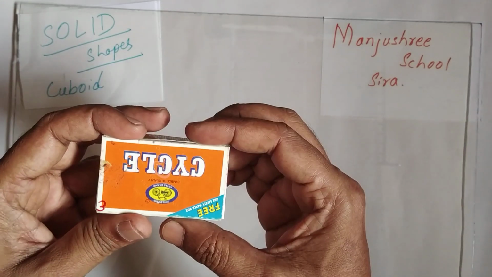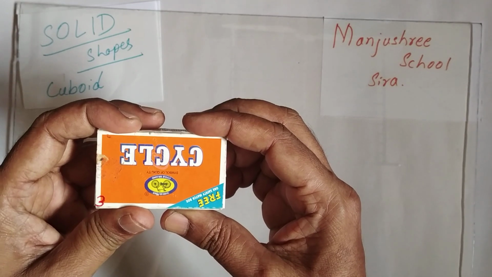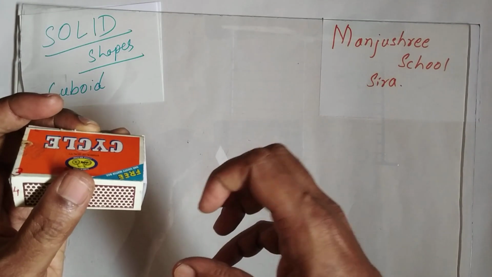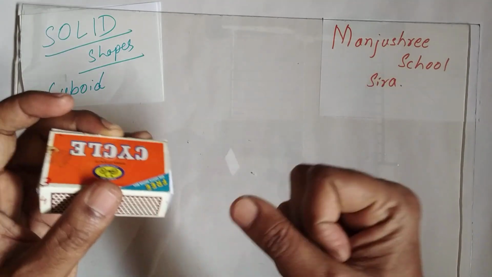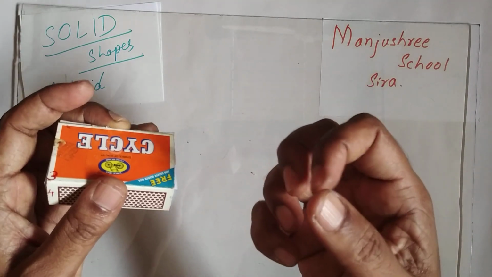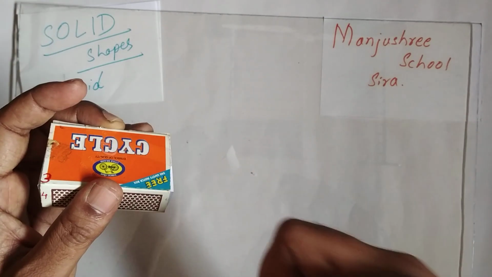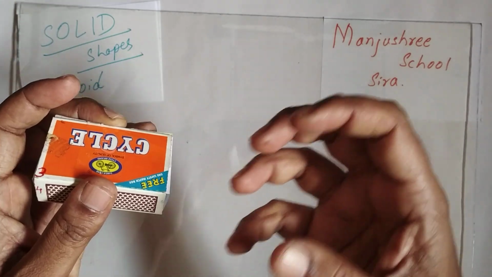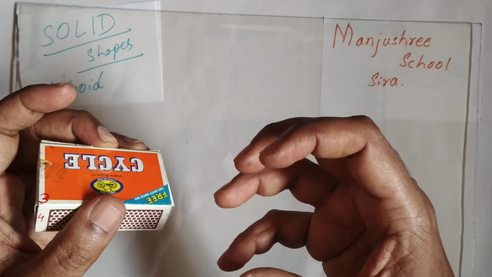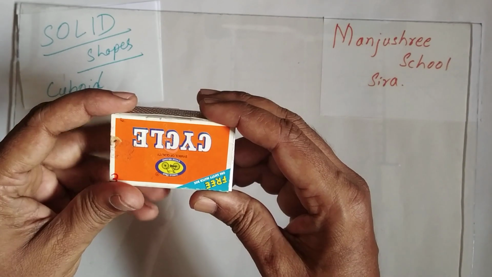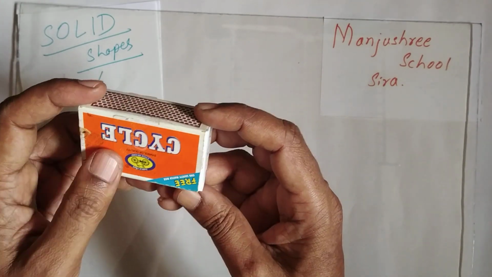Okay, in the cuboid, how to find the volume of the cuboid? Volume means the space which is occupied by the particular thing. Maybe the water which is occupied in the bucket, like that. The air which is occupied in the room, maybe in similar types of things we can discuss. Then I just wanted to discuss more about this.